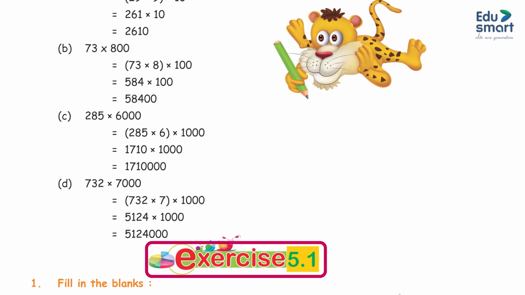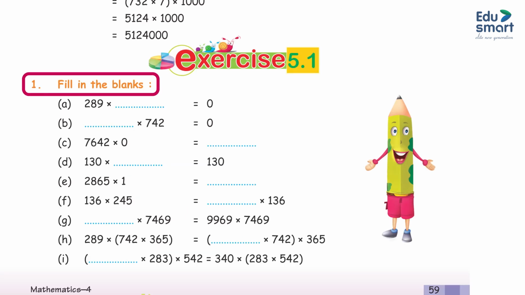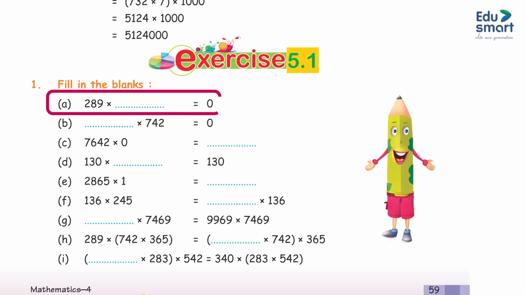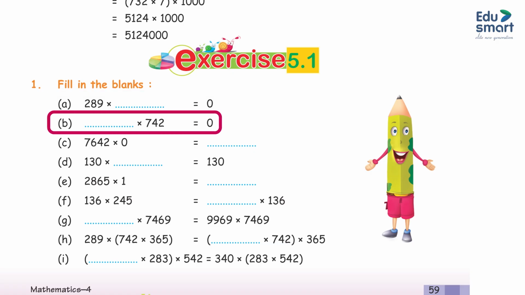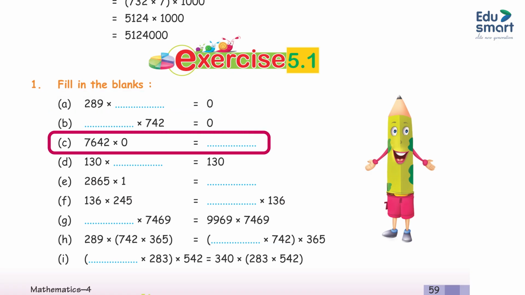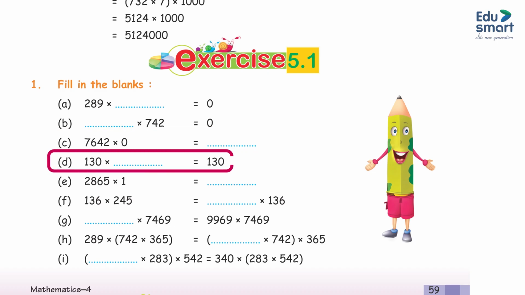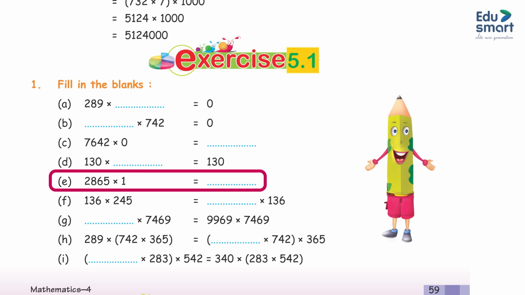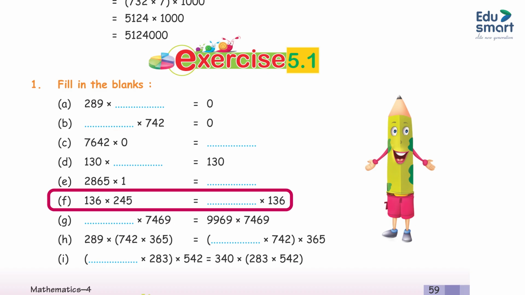Exercise 5.1. Question 1. Fill in the blanks. A. 289 into 0 is equal to 0. B. 0 into 742 is equal to 0. C. 7642 into 0 is equal to 0. D. 130 into 1 is equal to 130. E. 2865 into 1 is equal to 2865. F. 136 into 245 is equal to 245 into 136.